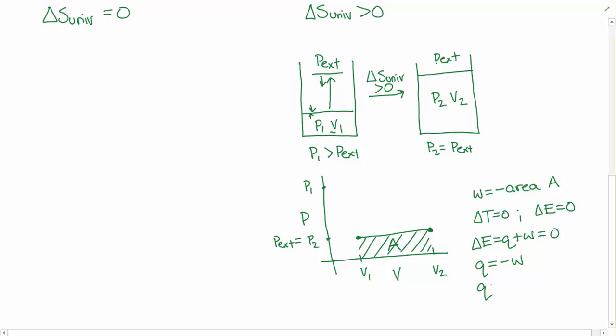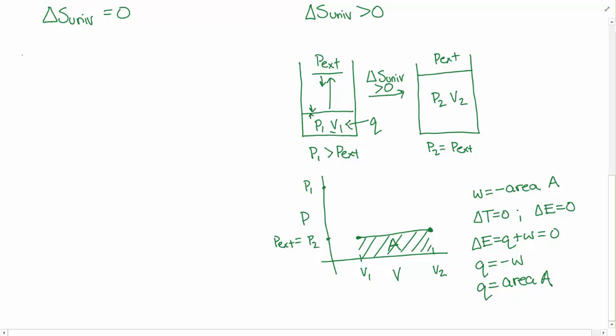So in this case, we have that the heat flow into the system is equal to the negative work, which means it's positive area A. It's positive, which means heat is flowing in. So we have a heat flow in of area A. Now let's consider the reversible expansion.